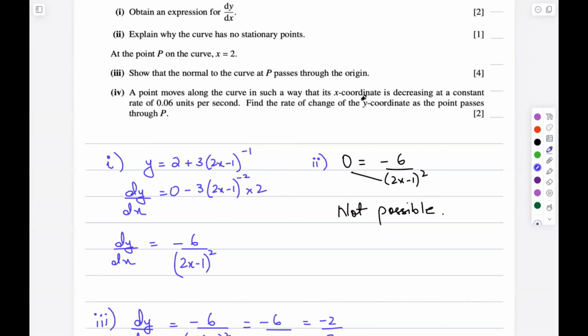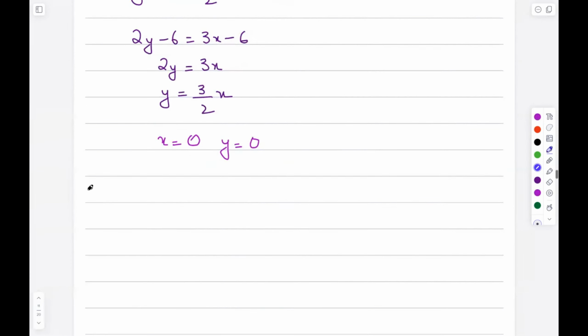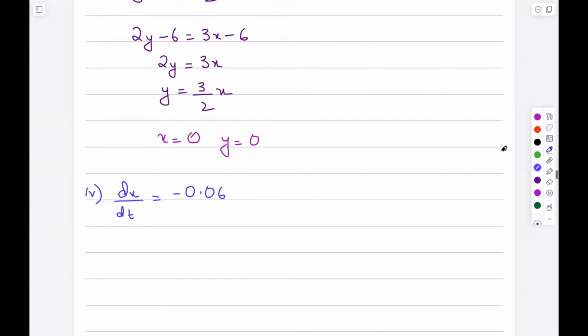Now, the x coordinate is decreasing at a constant rate of 0.06. It means that dx by dt will be written as negative 0.06. We need to find dy by dt. So the formula relating dy by dt and dx by dt is dy by dt is equal to dy by dx multiplied by dx by dt.